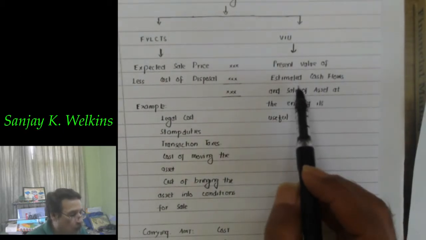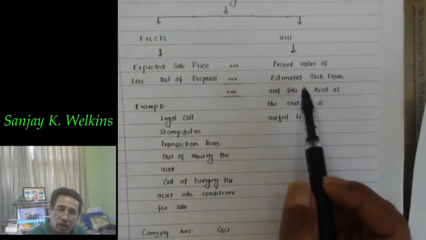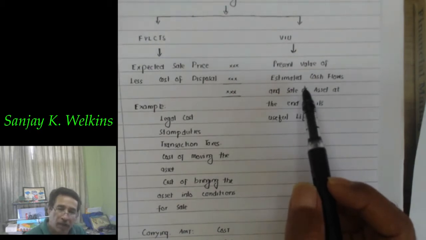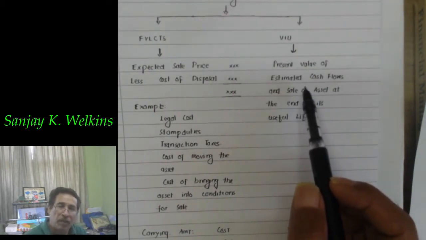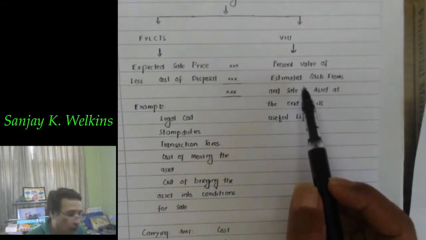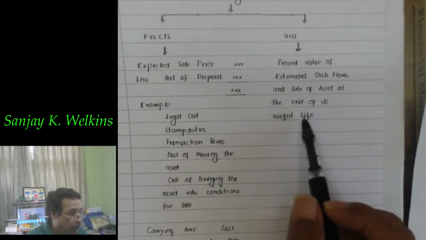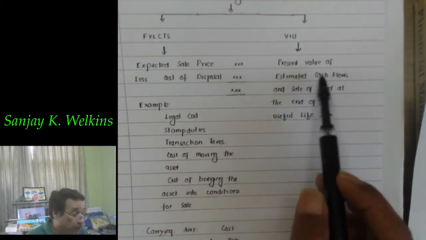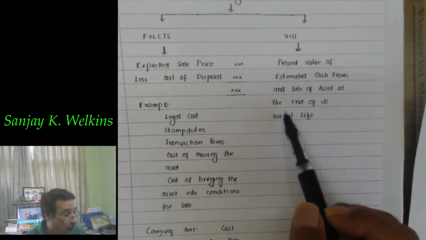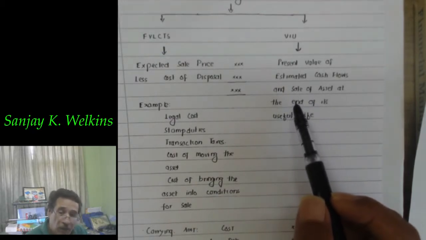Correct? So, present value of estimated cash flow. We will take into account the inflows from this particular asset during the remaining life phase, and of course we will compute their present value and sum it up. That will deliver what we call a present value. So, present value of estimated cash flows and sale of asset at the end of its useful life. See here, present value of estimated cash flow and what we call sale value at the end.